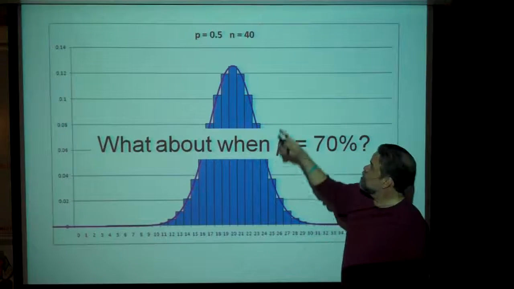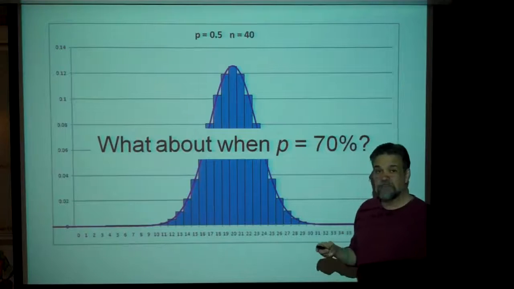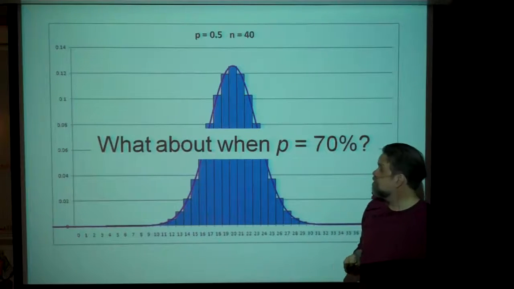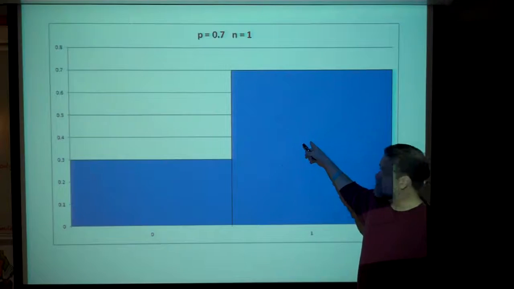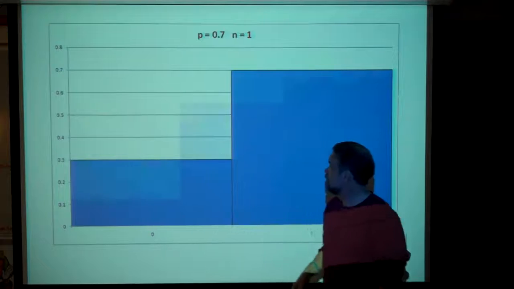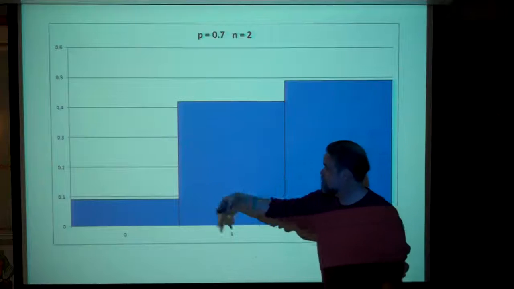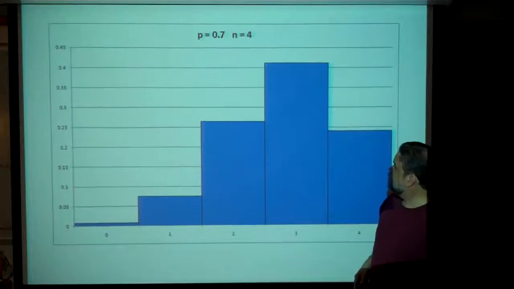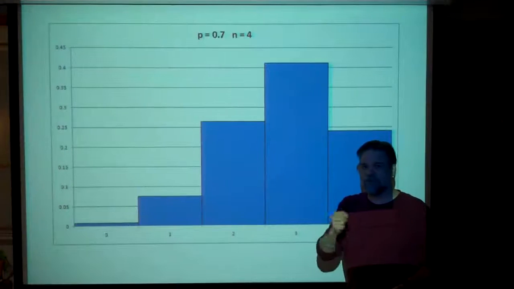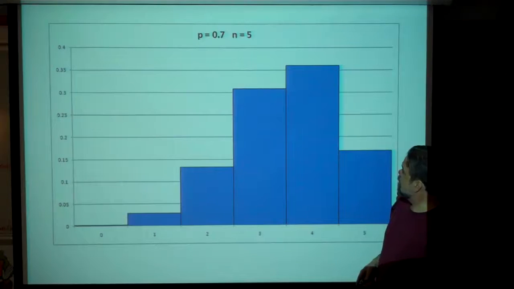Now the question is, we've been doing this just when p equals 0.5, when it's nice and symmetric. What about when p is 0.7, which means q would be 0.3? Well, let's do it again. Here's one flip, 70% chance of success, 30% chance of failure. Two flips, 49% chance of two successes, 51% chance of something else. Three flips, four flips. I say flip because I'm imagining I'm flipping a very unfair coin. Five, I'll call it trials instead of flips.